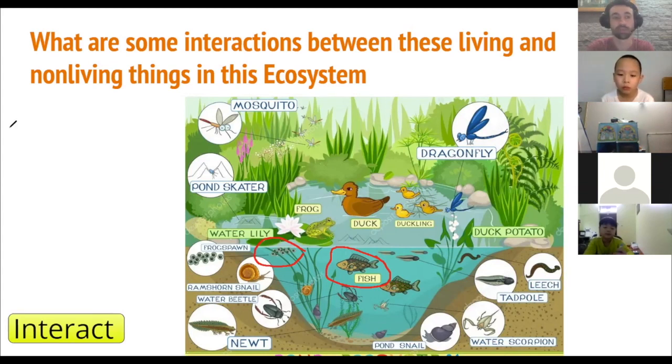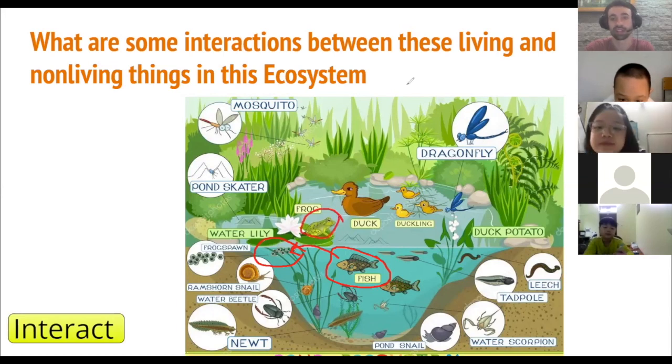Okay, so I'm gonna give you guys an example. I'm going to interact with a non-living thing. I'm going to pick up this water and drink it. I just interacted with a non-living thing. So if you interact with something, it means you're going to do something with it, do something to it, you're gonna touch it, you're gonna eat it. So this fish might eat this frog spawn. So this fish wants to interact with that frog spawn. This frog doesn't want that interaction to take place.